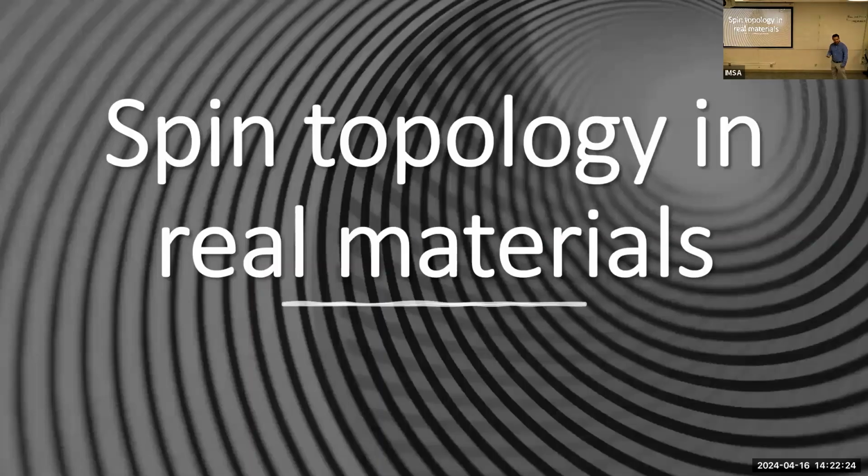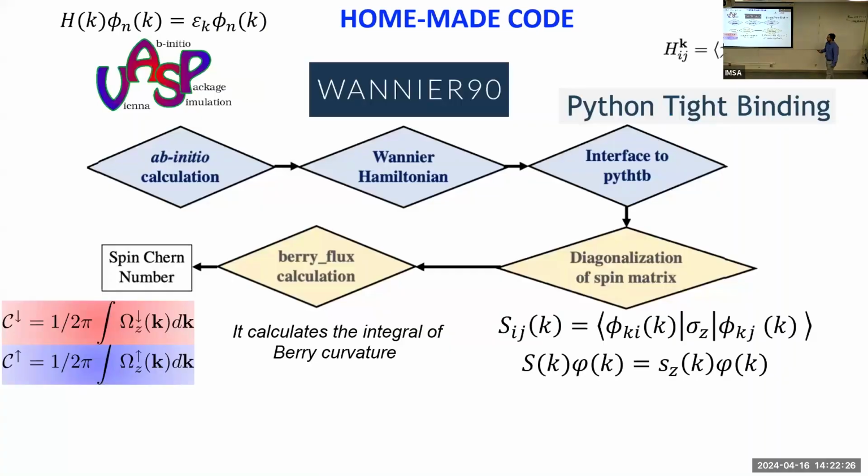Okay, let's go now to the real materials. For the real material, we made a homemade code that is a combination of DFT calculation with Wannier Hamiltonian by Wannier90, and the code PythTB, that is a Python code to calculate tight-binding models. Our wave function is in this basis. We diagonalize the spin matrix and calculate the Berry curvature with this Berry flux in the code, and then calculate the spin channel number for each case.